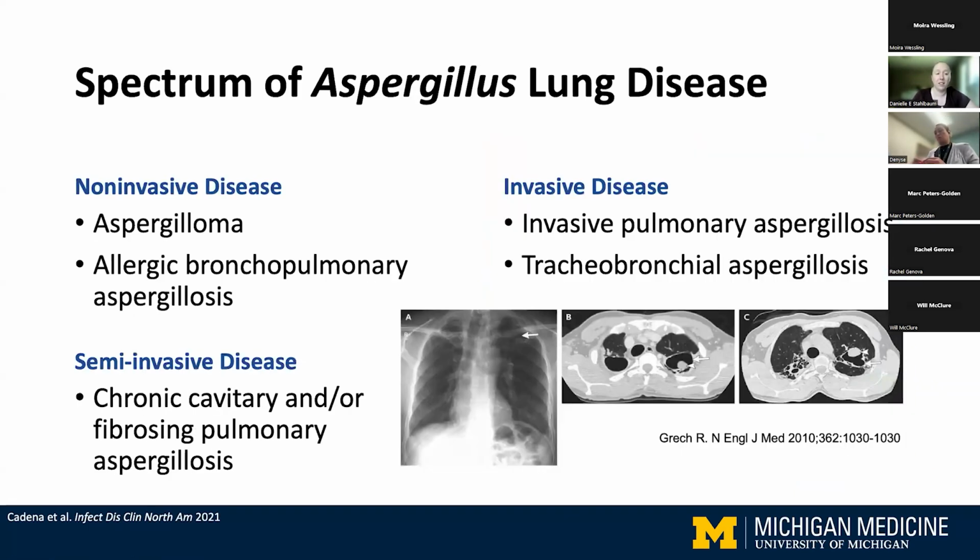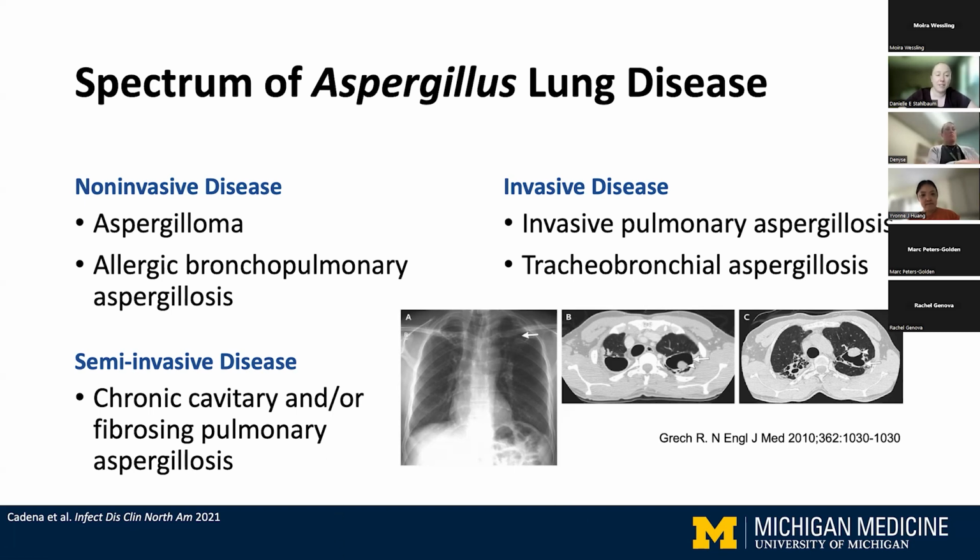Aspergillus can affect the lungs in many different ways. One bucket category system that I like to put this in is the level of invasiveness. So you can have non-invasive disease, which would be your aspergilloma, used to be called mycetoma. Those are the fungal balls in the cavities. You can see a nice illustration here of a fungal ball in a chronic cavity that was present in someone's lung. Allergic bronchopulmonary aspergillosis, which we'll talk about in more detail briefly.